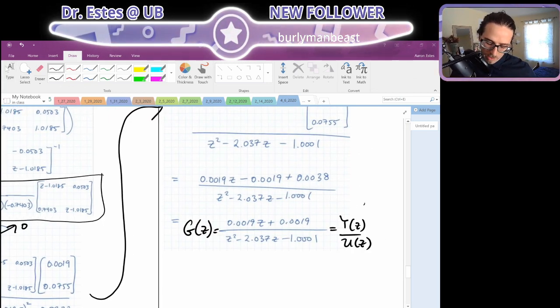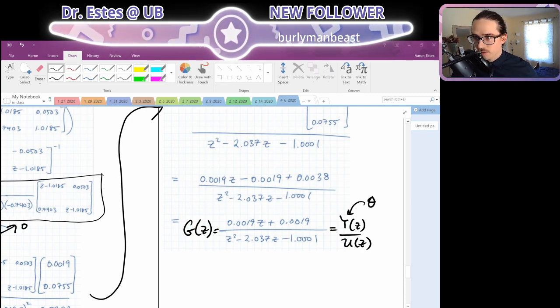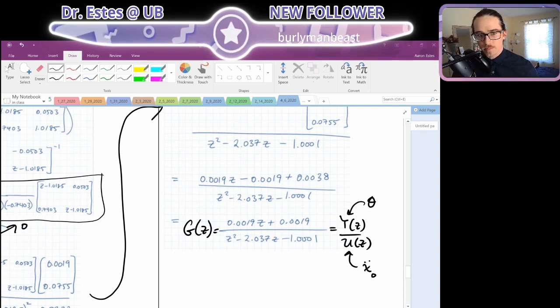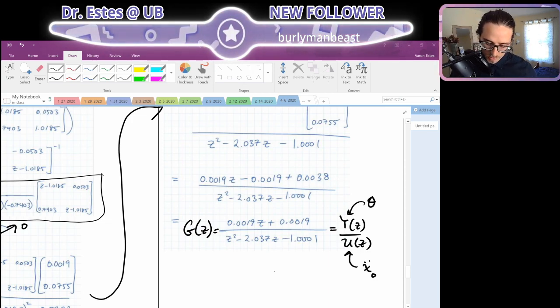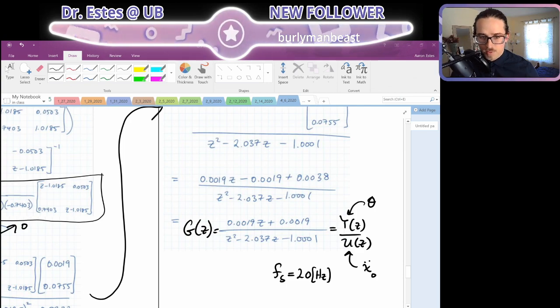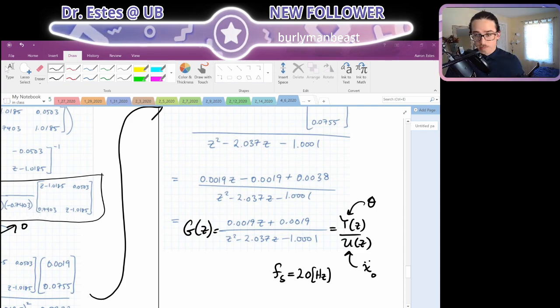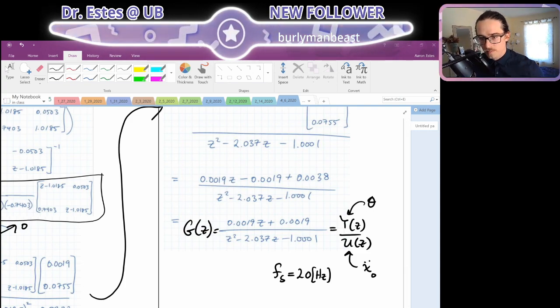And remember, our output is the angle of the pendulum, and the input was the horizontal acceleration of the base. And this transfer function is specific to sampling at 20 times a second, which I think would be reasonable for trying to balance something like this in real life.